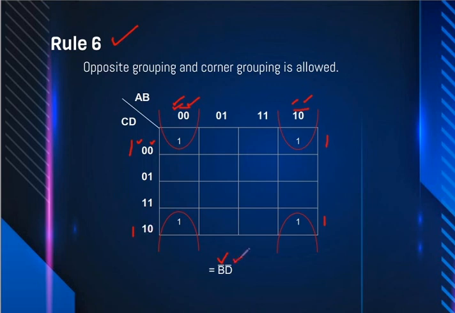So see, by using opposite grouping or corner grouping, the equation is small, like B complement and D complement. But if we were taking all these 4 separately, then it would be A complement, B complement, C complement, D complement, and the same for all these. So opposite grouping and corner grouping allow us to make the equation smaller and also make use of single variables.